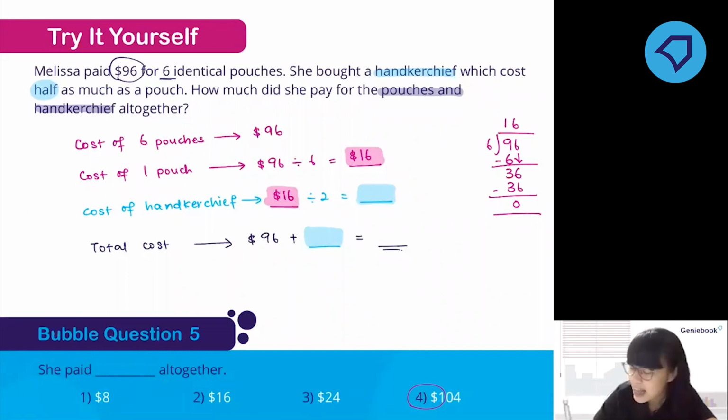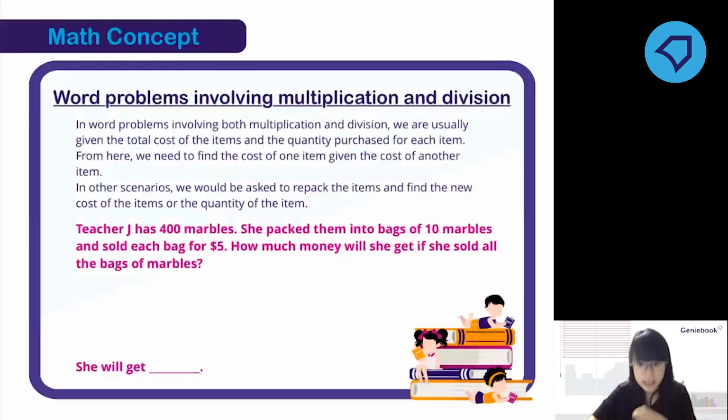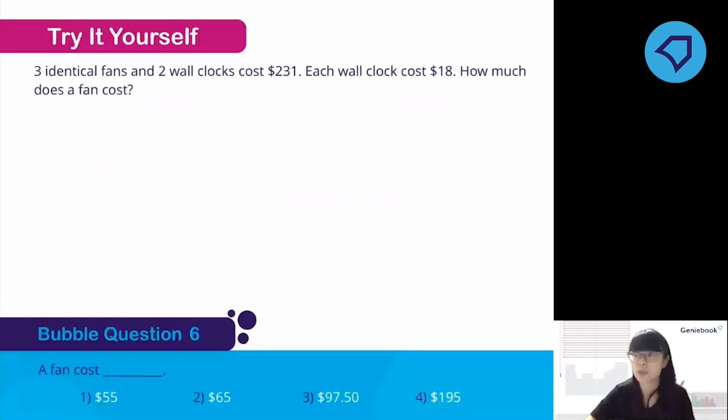$8. Okay, $8. So the total cost would be 6 identical pouches is $96 plus the cost of 1 handkerchief. You will get $104. Yeah, $104. Okay. Now let's try one more. Okay, I think I have time for one more question over here. We are going to do multiplication and division. I'm going to skip this one. I'm going to guide you guys with this one over here.